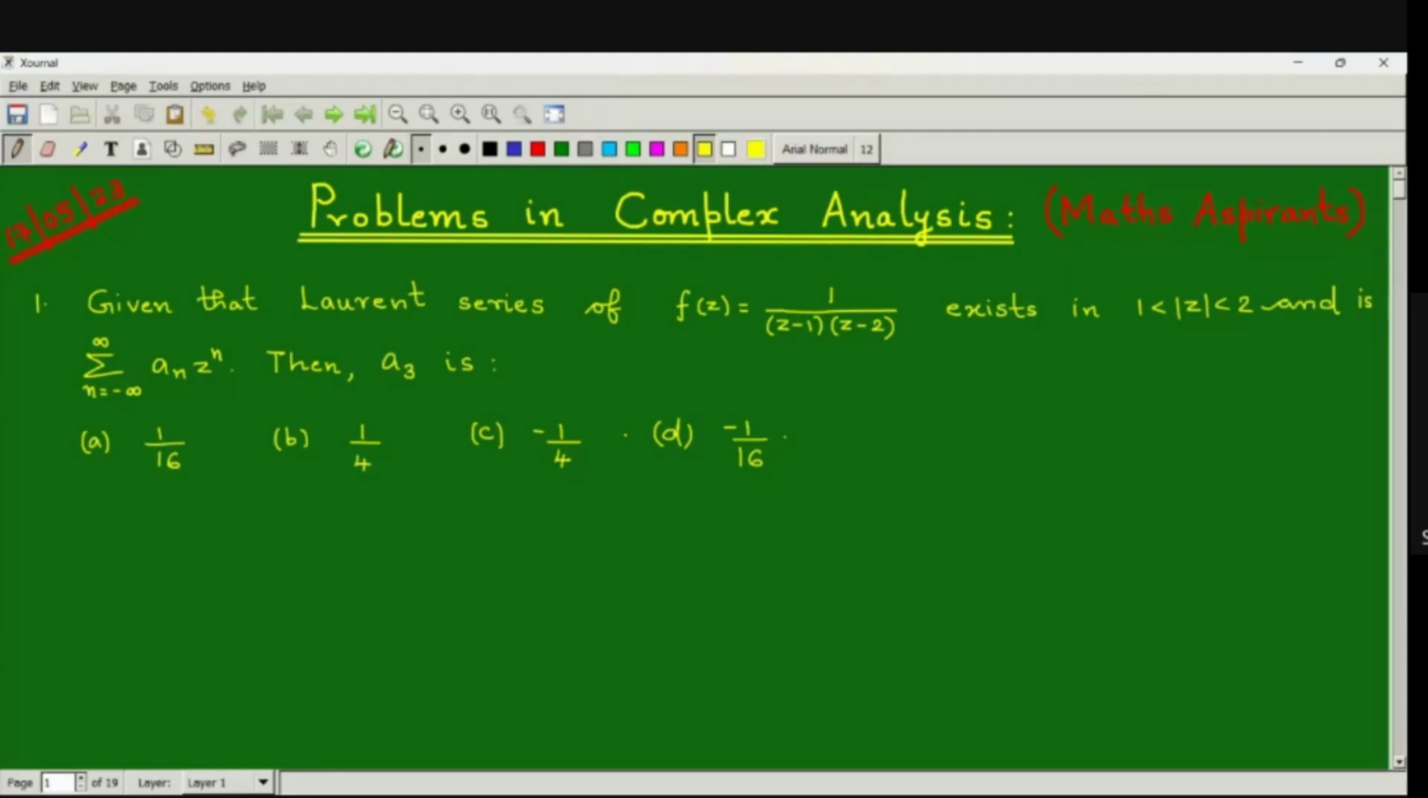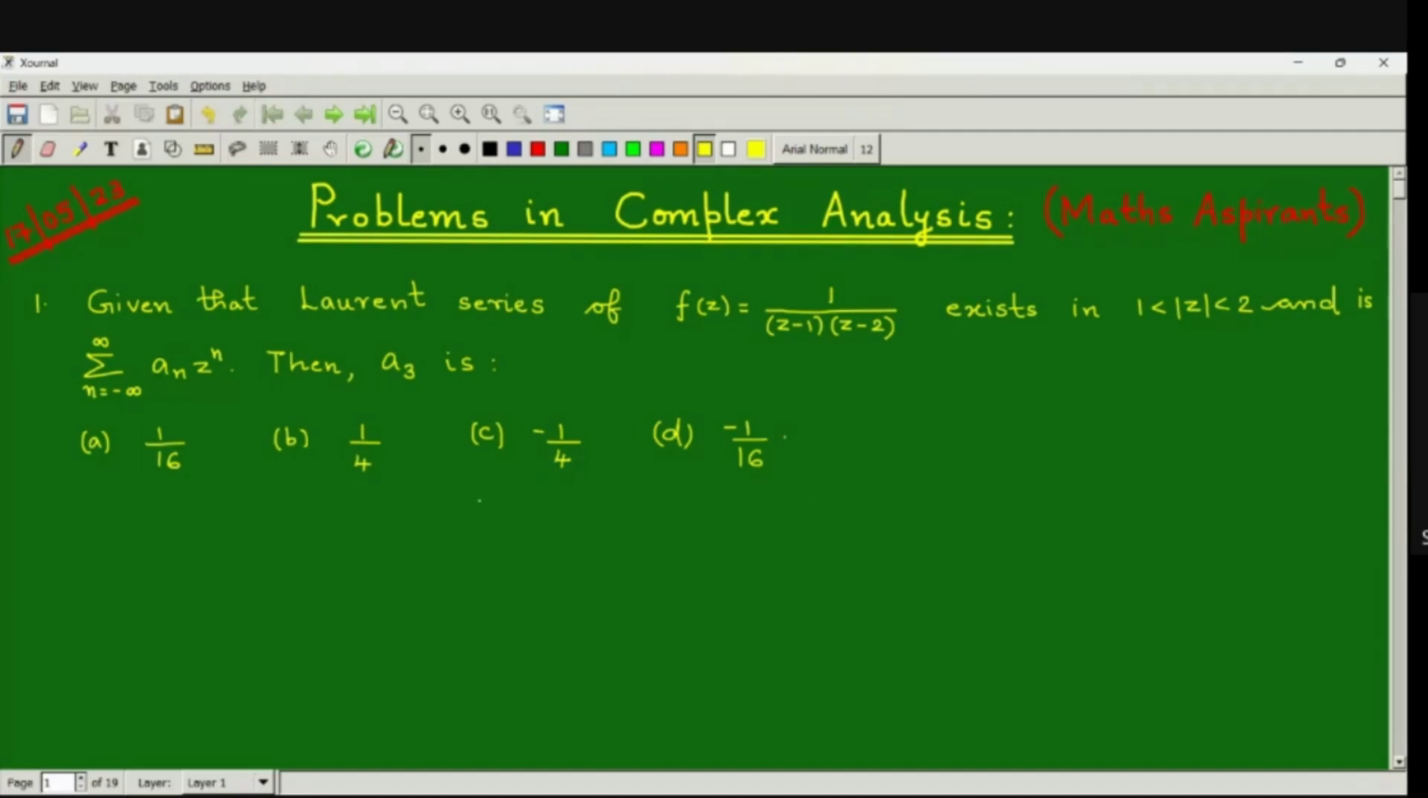That will take a lot of time from us. And being a competitive exam, that is not a good idea. So we have to find some theorems, some tricks, and then apply them to get an answer. So we'll see how to do that.